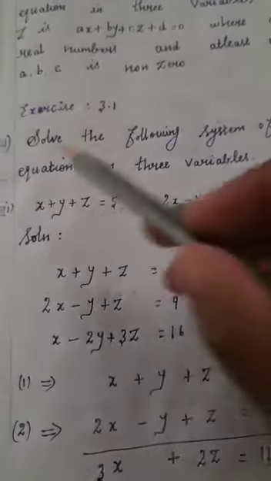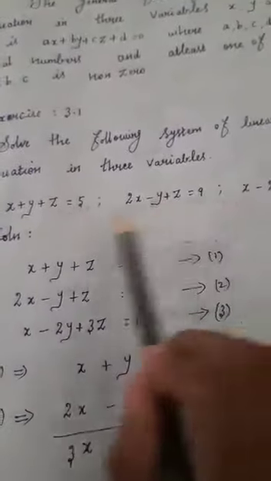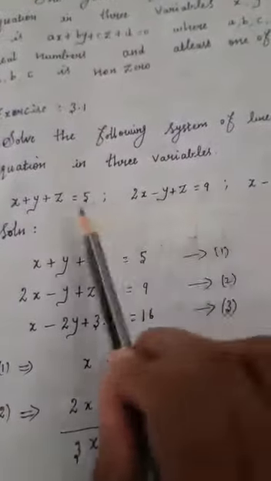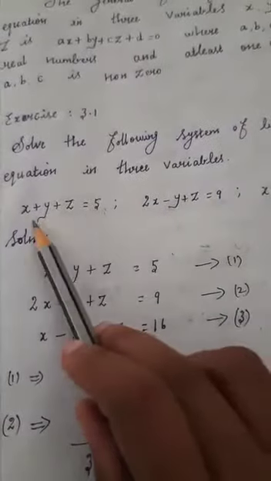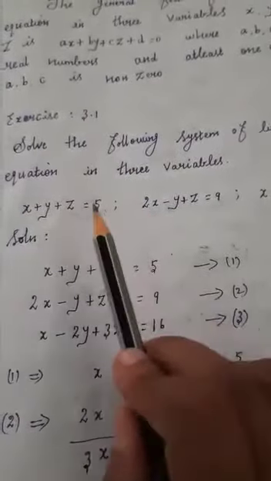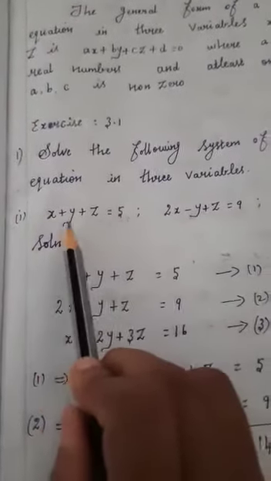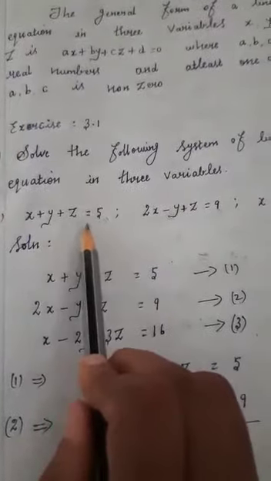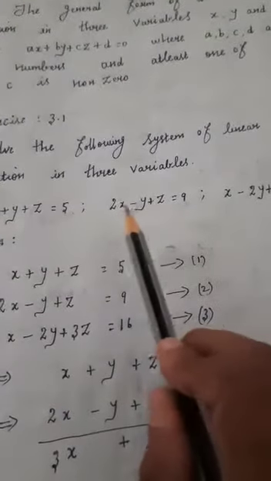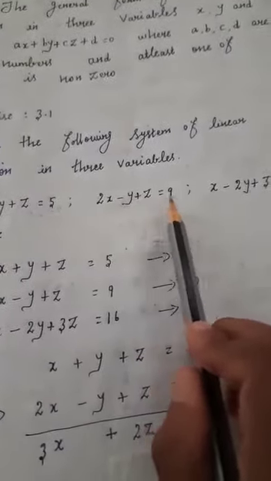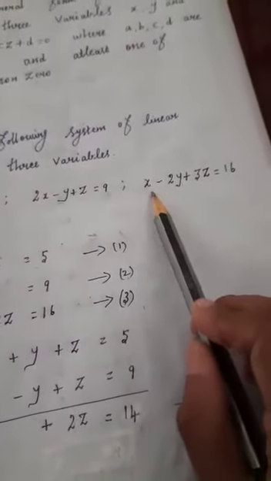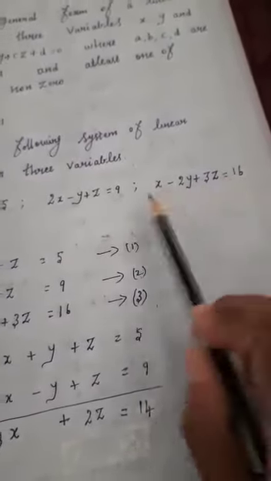So now see the first question. Here three equations are given. We know that these three equations are linear equations in three variables, and the variables are x, y, z. We need to find the values of x, y and z. The first equation is x plus y plus z is equal to 5. The second equation is 2x minus y plus z is equal to 9. And the third equation is x minus 2y plus 3z is equal to 16. So we need to solve these three equations.